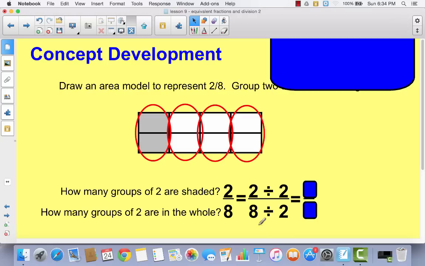So here's how we're using division. I want you to write this division sentence in your math journal. 2/8 is equal to 2 divided by 2 over 8 divided by 2, and that gives us 1/4.